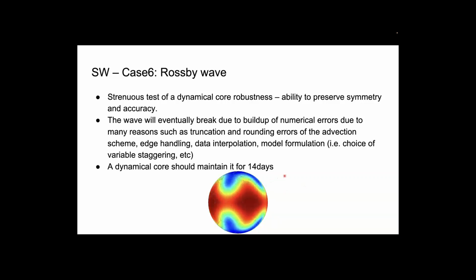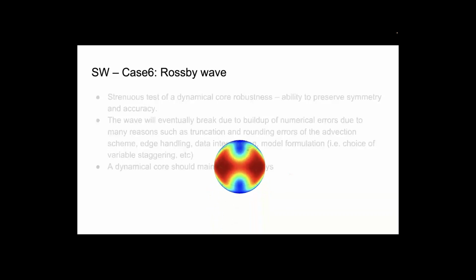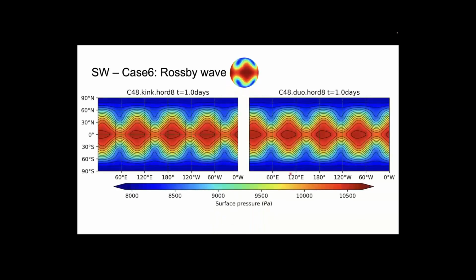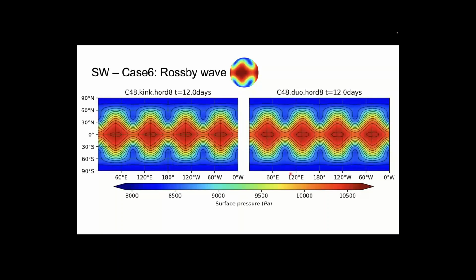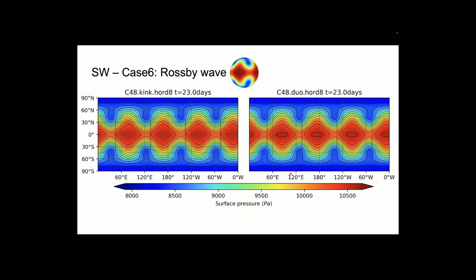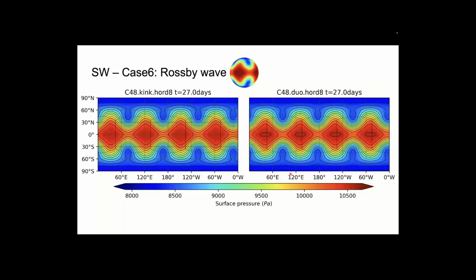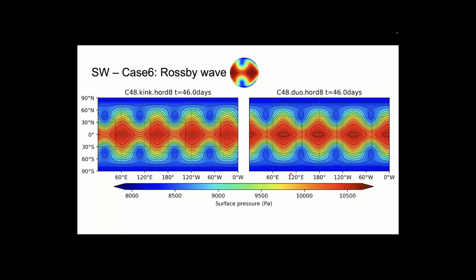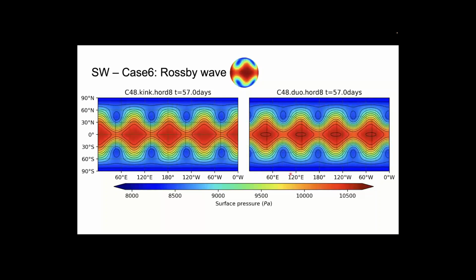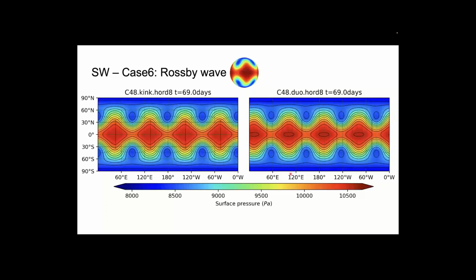The more we integrate, the more numerical errors we inject into the solution that will basically break up this wave. The errors can be introduced for many reasons, like truncation errors, rounding errors, model formulation, data interpolation, edge handling or grid imprinting. A normal test case for a dynamical core in the literature is 14 days. So we say a dynamical core passes this stage if it can maintain a Rossby wave for 14 days.